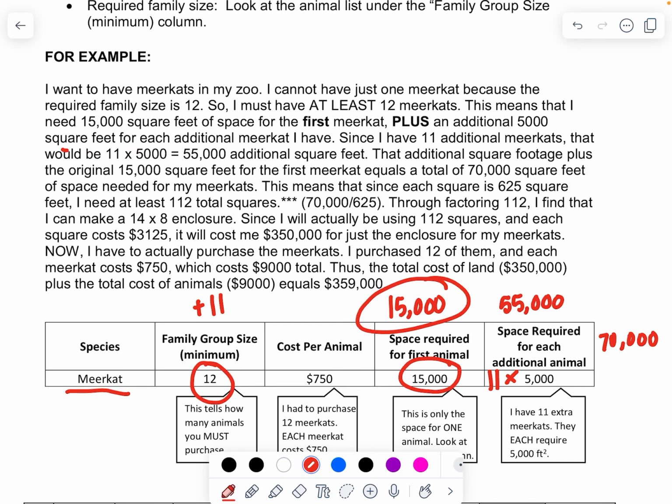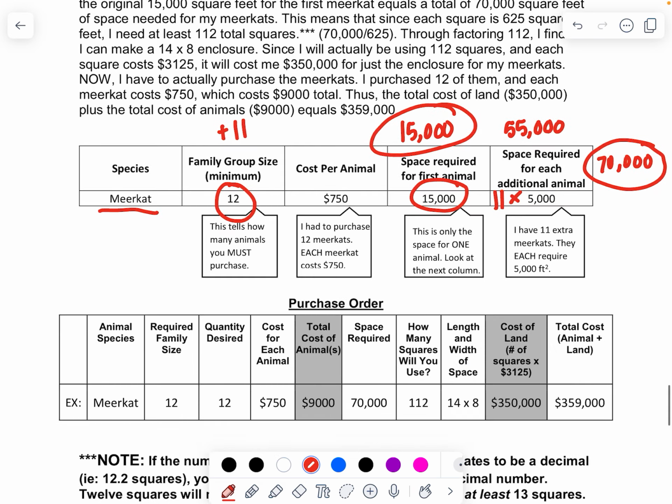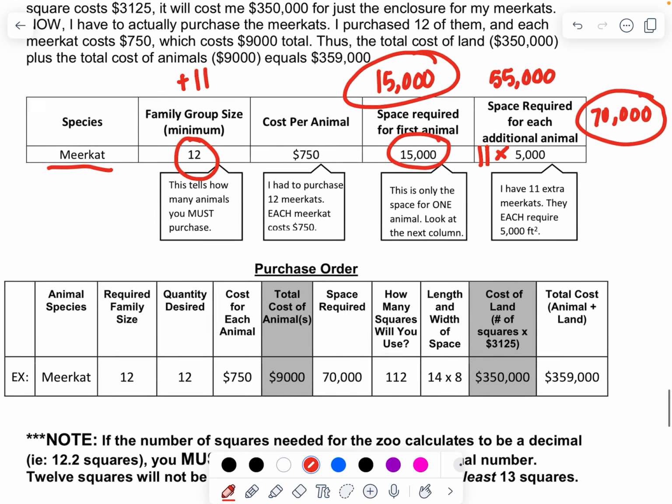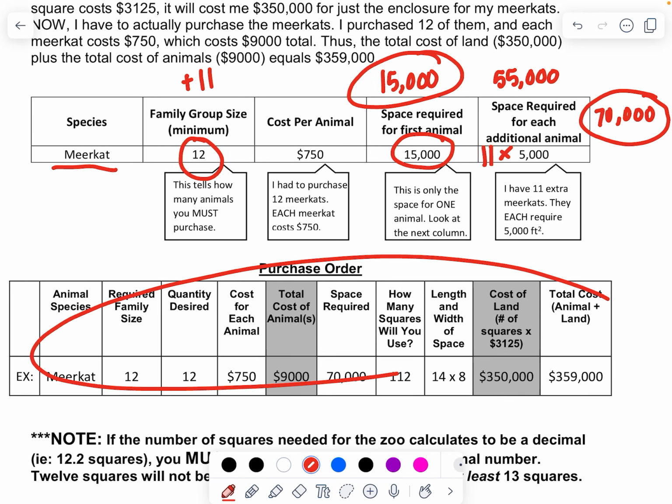Okay, and that explains what I did up here. It says I have 11 additional meerkats. That would be 11 times 5,000, which equals 55,000 additional square feet. That additional square footage plus the original 15,000 square feet for the first meerkat equals a total of 70,000 square feet of space needed for my meerkats. This means that since each square is 625 feet, I need at least 112 total squares. Because it was 70,000, which is all written right here. It gives you a perfect example of the meerkats. I do not want you to use this example.